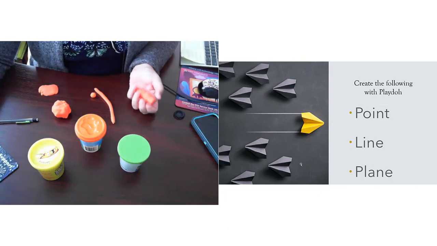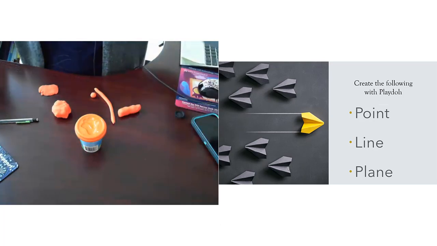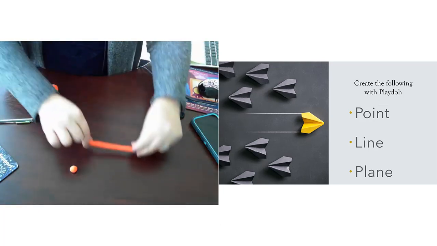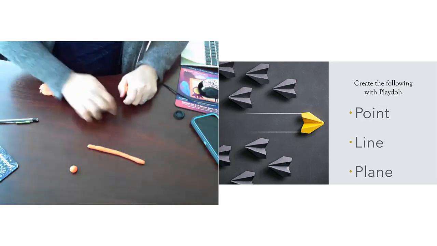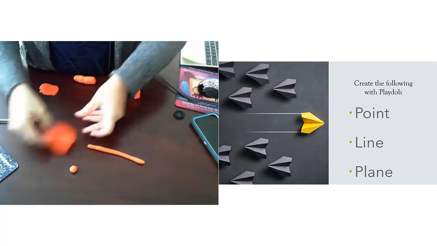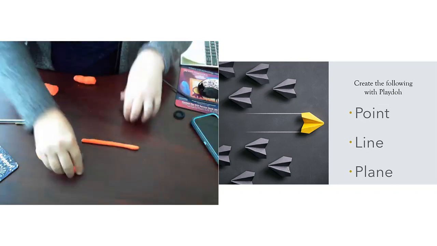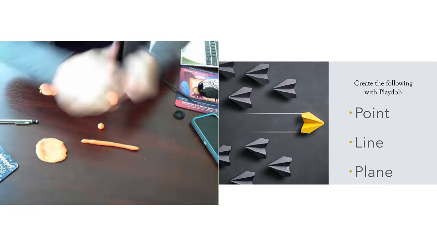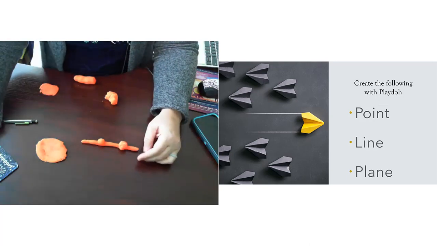So the first thing we're going to do is create a point, line, and plane with the Play-Doh. So here I have some Play-Doh. So we have a point and we have a line, and then you ask your students to make a plane out of that, and then you can say, so this is the plane, this is the point, and this is the line. Then you can say, okay, put 2 points on your line, so they can actually see what a point, line, and plane is.